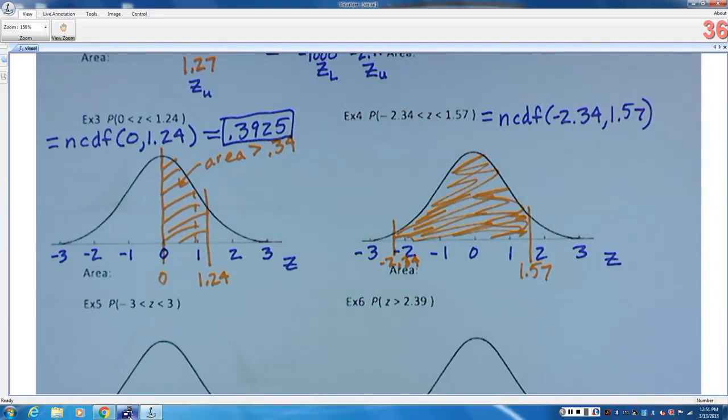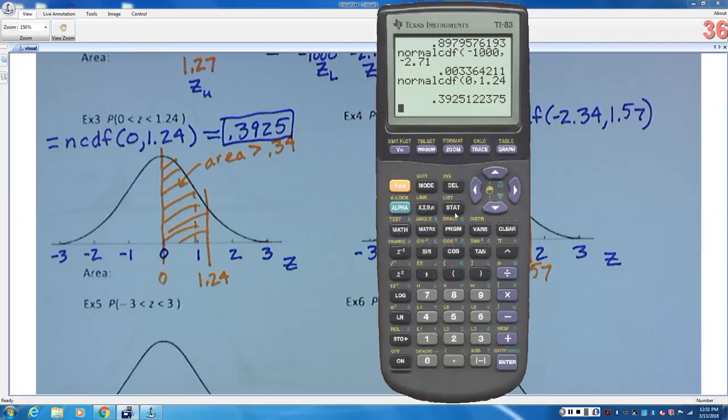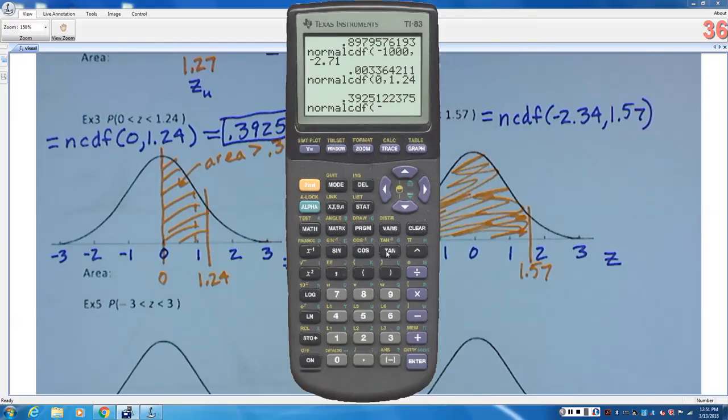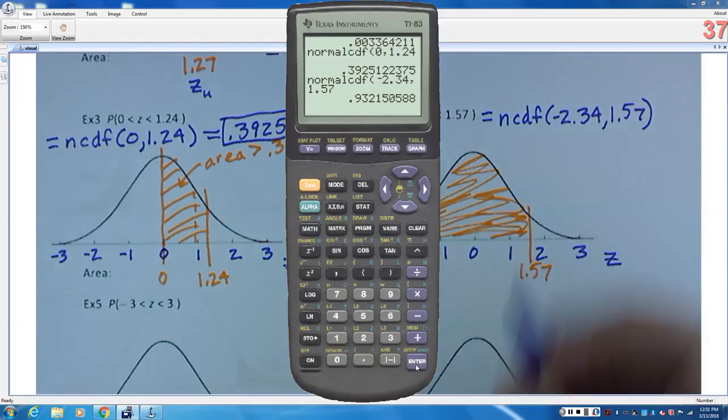And if you do that, second distribution, normal CDF is number 2, negative 2.34, comma 1.57. And you get 0.9322 to 4 places.